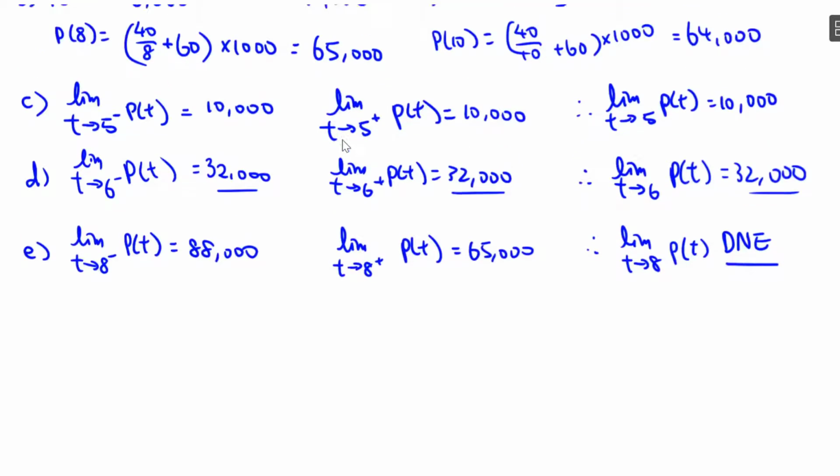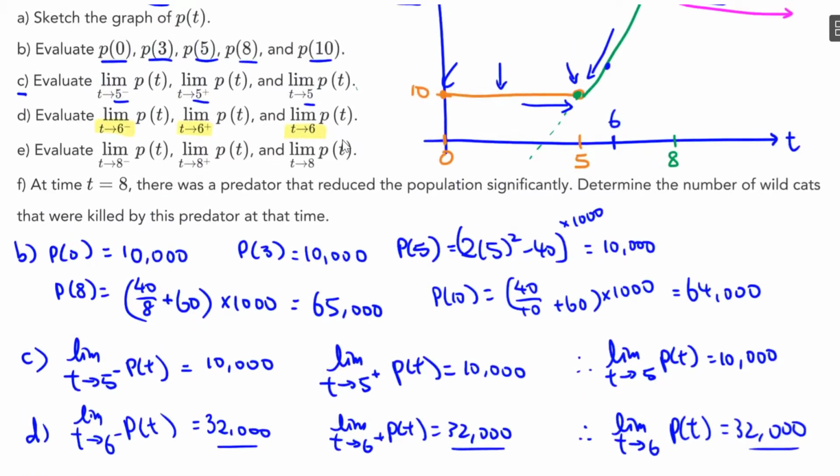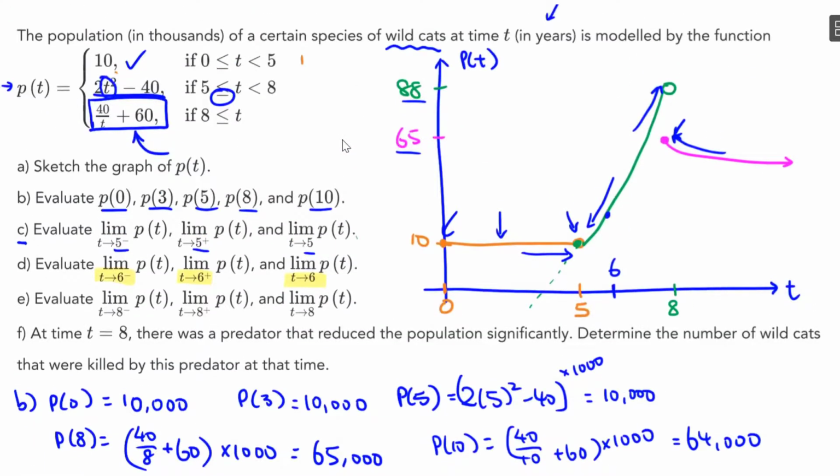Okay, part F, this last part. At time t equals 8, that weird point right there, there's a predator, and this predator reduced the population significantly. So poor wildcats, there's a predator in here that killed a bunch of them. So we want to determine the number of cats that were killed by the predator at that time. So if you look at what's happening here, right before t equals 8, so right before 8 years, we had 88,000 wildcats. Just after 8 years, right after that, we had 65,000 wildcats.